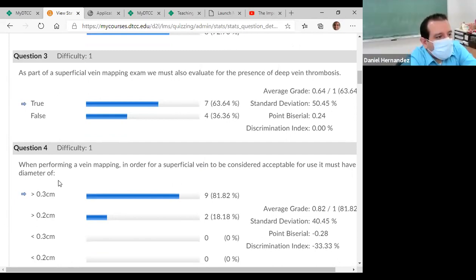So when performing a vein mapping, in order for a superficial vein to be considered acceptable for use, it must have a diameter of 0.3 centimeters or greater. I know in some of our slides it says 0.25, but for me 0.25 essentially rounds up to 0.3. So 0.2 would be too small. So you need to have over that 0.25 or 0.3.